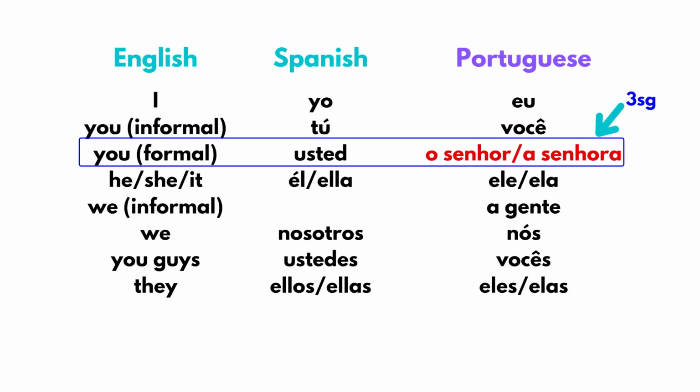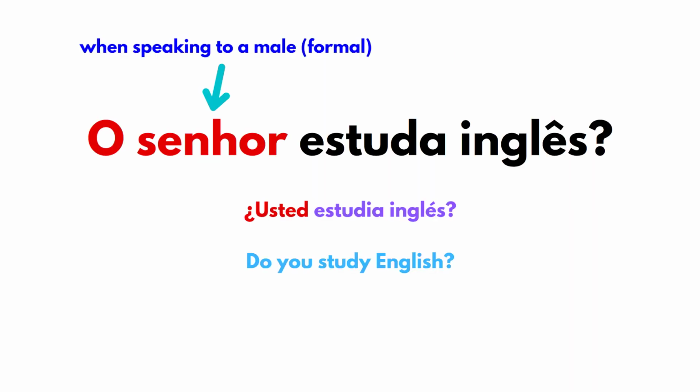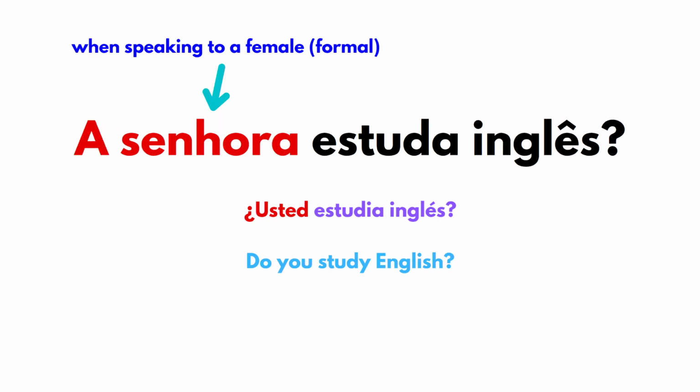Then the formal way of addressing someone in Portuguese is o senhor if they're male and a senhora if they're female. These are used similar to how usted is used in Spanish and also take on verbs in the third person singular. So in our example, you would say o senhor estuda inglês if they're male, or a senhora estuda inglês if they're female.